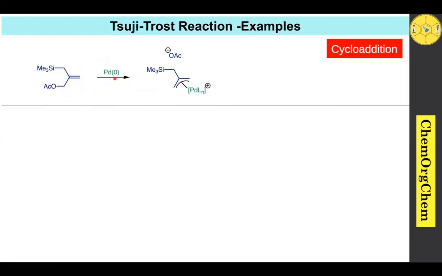So once it interacts with palladium(0), that kicks off the acetate ion. Now this acetate ion readily attacks the silyl group, which kicks off the silyl group and generates this corresponding intermediate. So this intermediate is equal to this dipole fragment. So here you can see that this one acts as a nucleophile, while this allyl fragment acts as an electron deficient fragment. Therefore, this can readily react with some activated alkene that can undergo a cycloaddition reaction.